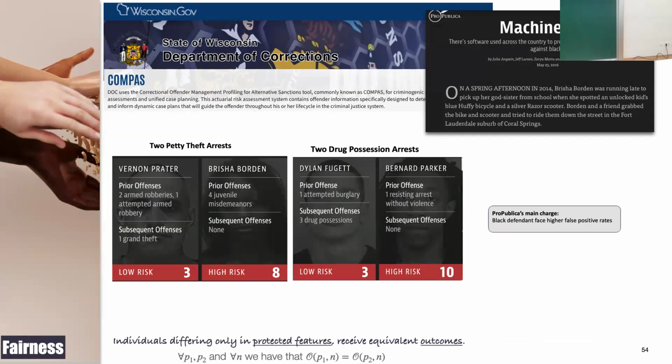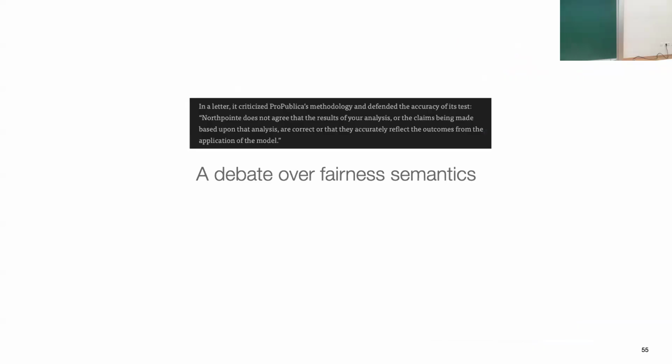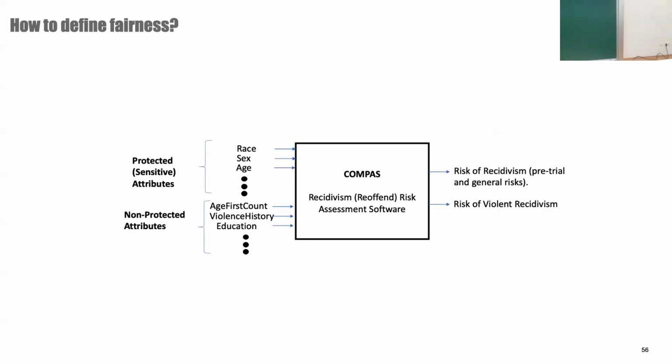Coming back to the example that we have seen earlier, as I mentioned there, the company that developed that complex software still maintains the fairness. This software is still being used because they have different semantics of fairness, right? So there is a debate over what should be the fairness semantics. Northpointe does not agree with the result of that analysis. So let's understand how to define fairness. I'm using COMPAS as an example here. We have a neural network that has certain inputs. These inputs could be partitioned into two parts: protected or sensitive attributes like race, age, and sex, and non-protected attributes like age when you did the first crime, violent history, and so on. And based on that, you are going to get some score of your recidivism, like how likely you are to reoffend.